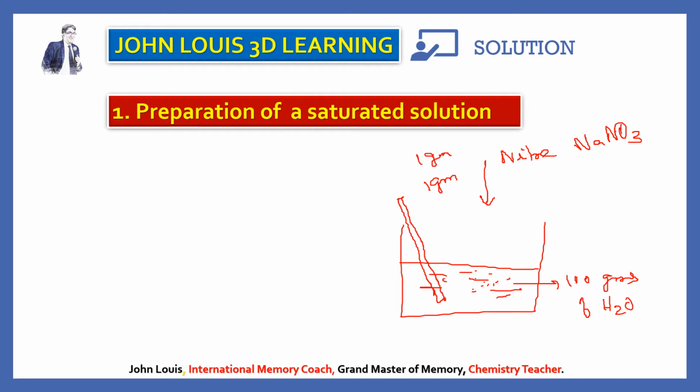And you go on adding 1 more gram of sodium nitrate, again 1 more gram, and every time you add, you stir it with the glass rod thoroughly so that the salt dissolves. At one particular point, no more salt can dissolve. The 1 gram you add at that stage will settle at the bottom.